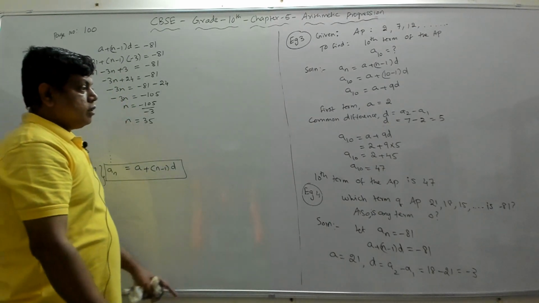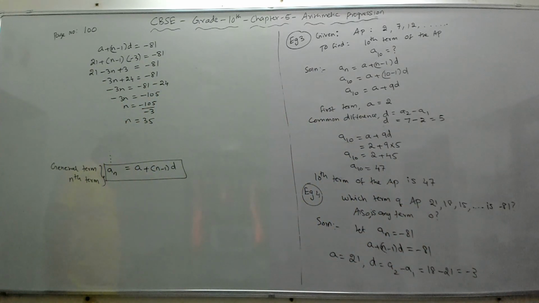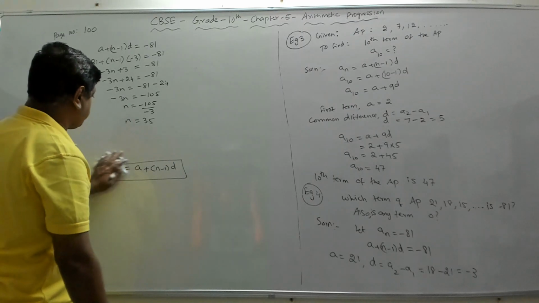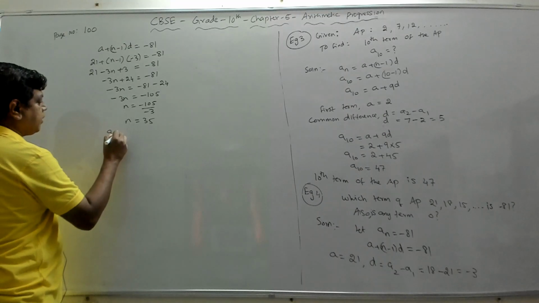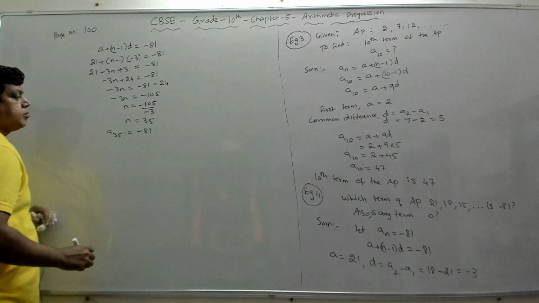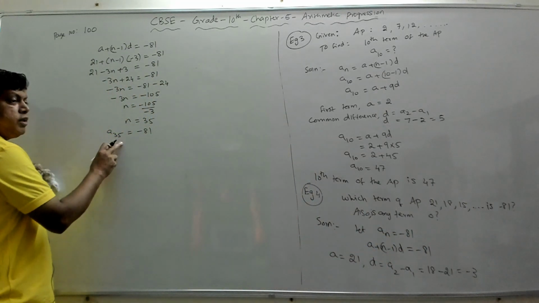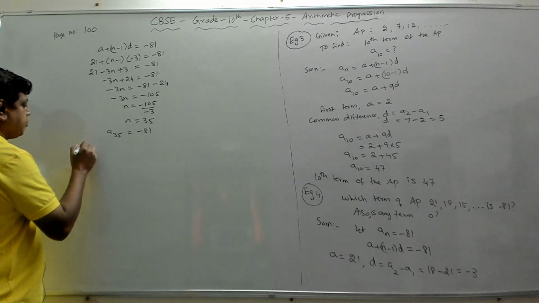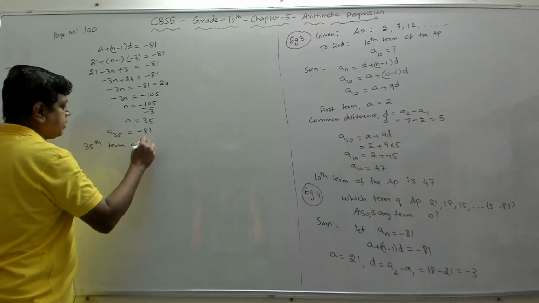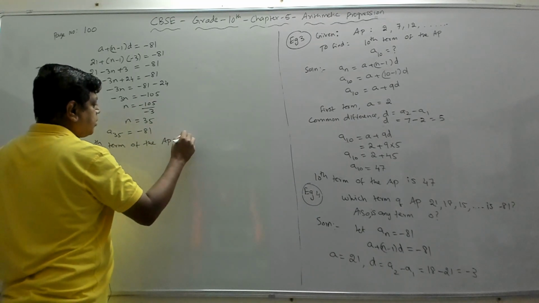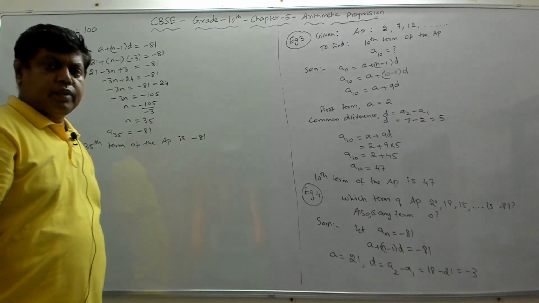Therefore, minus 81 is the 35th term of this AP. Therefore, A35 is minus 81, because we assumed an is minus 81 and n we have found it as 35. So A35 means it is the 35th term. So the 35th term of the AP is minus 81.